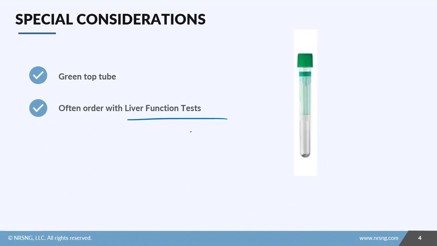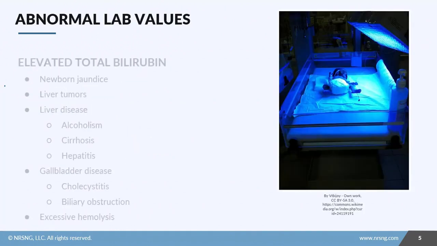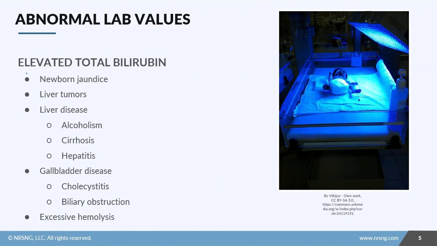Bilirubin is typically included with your liver function test or some other chems, and you're going to send this off to the lab with the green top tube. With patients that have elevated total bilirubin, you're going to suspect some sort of liver disease, whether it's alcoholic cirrhosis, viral or infectious hepatitis, or a liver tumor. Also look at the cause being some sort of gallbladder issue, so maybe cholecystitis or potential biliary obstruction.